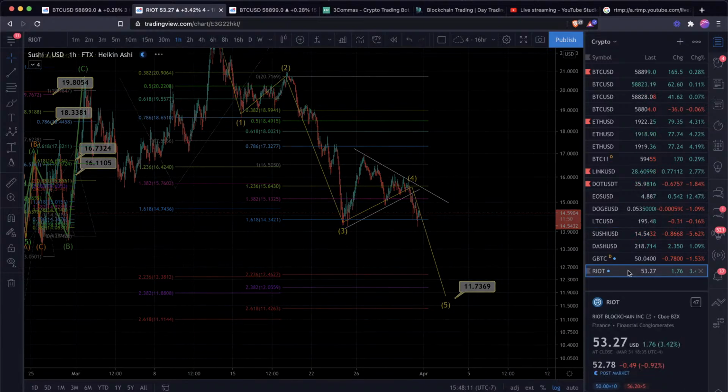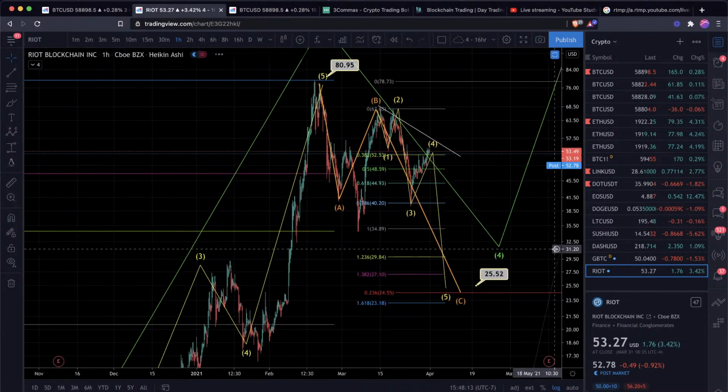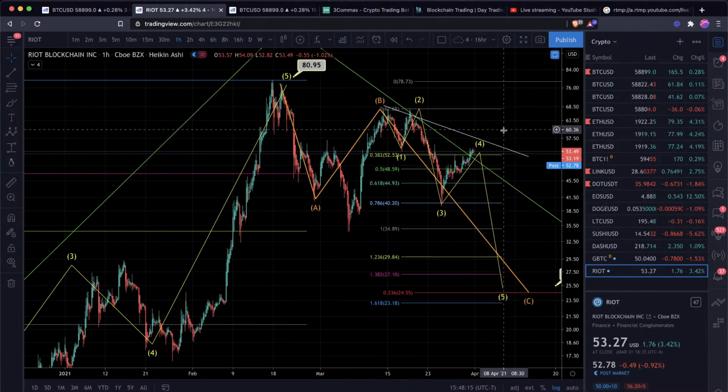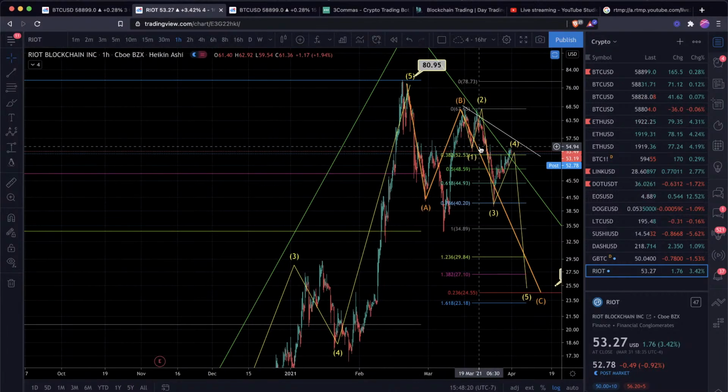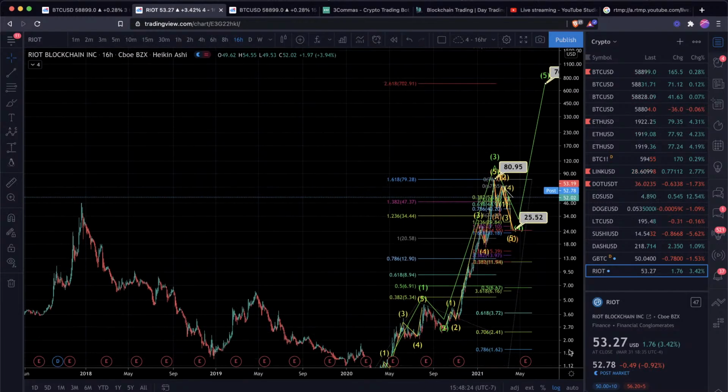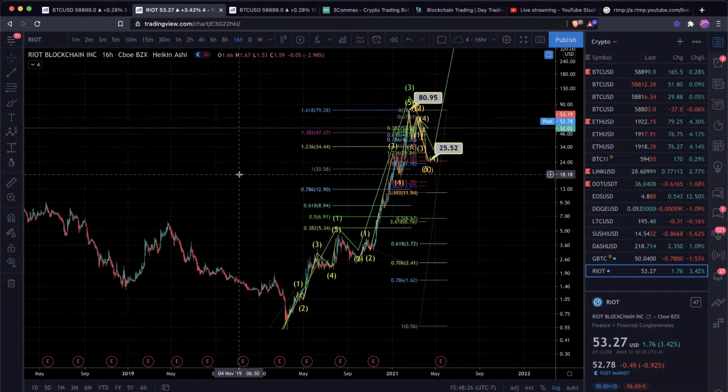Let's see. I'm gonna take a quick look at Riot just because that's what I was talking about before in regards to a potential wave 4. And I'm gonna zoom out a little bit more here. Let's go to the 16-hour. Cool. All right, so this is what I was looking at for Riot.